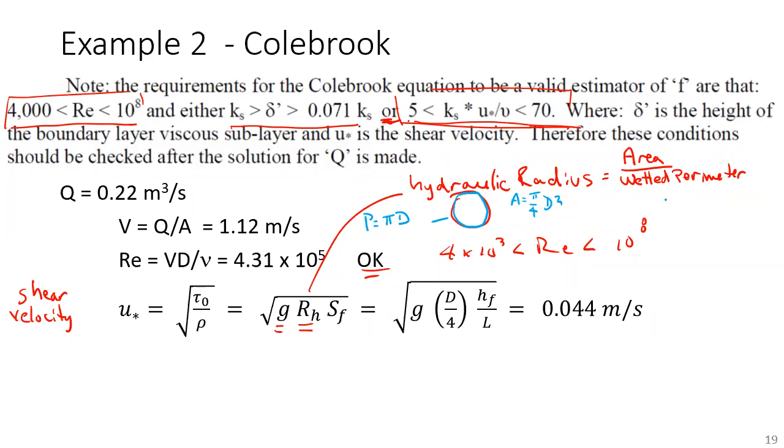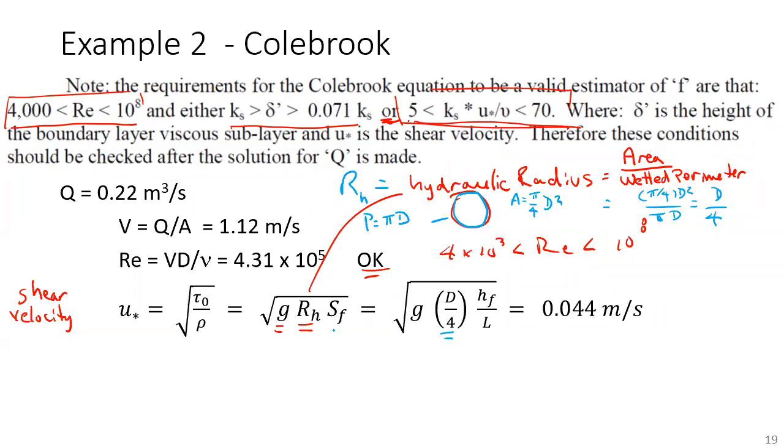So if you take the area over the wetted perimeter, pi over 4 d squared over pi d, you get d over 4. That is true for a circular pipe. And we're going to use this construct again for non-circular cross sections. So again, the hydraulic radius, RH, is area over wetted perimeter, and that's equal to d over 4. And that's what you see in the latter part of the equation.